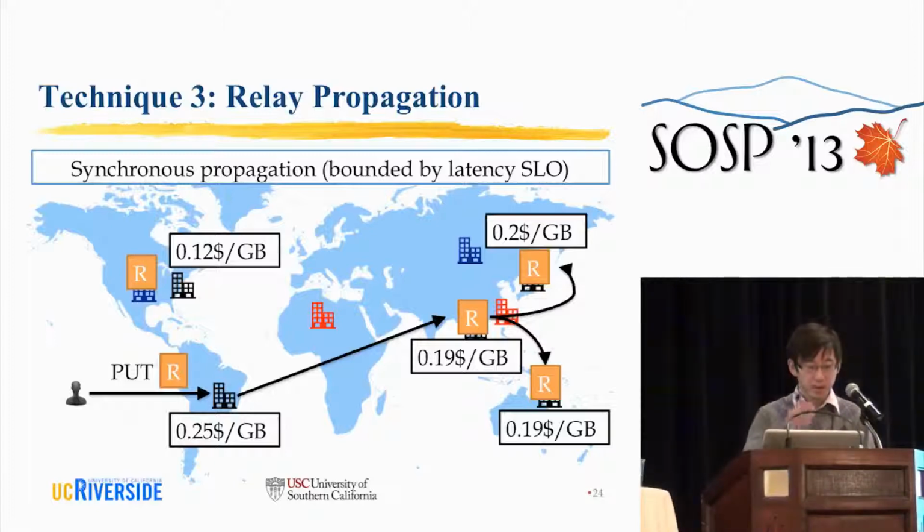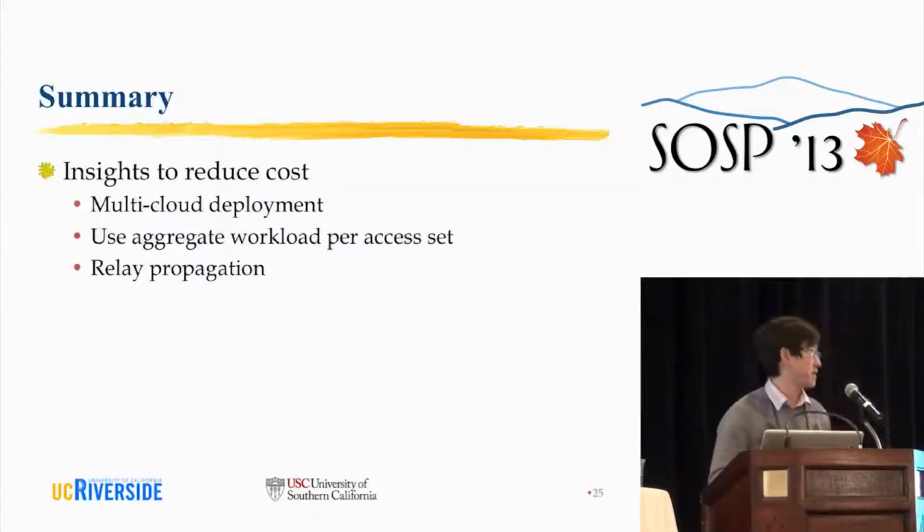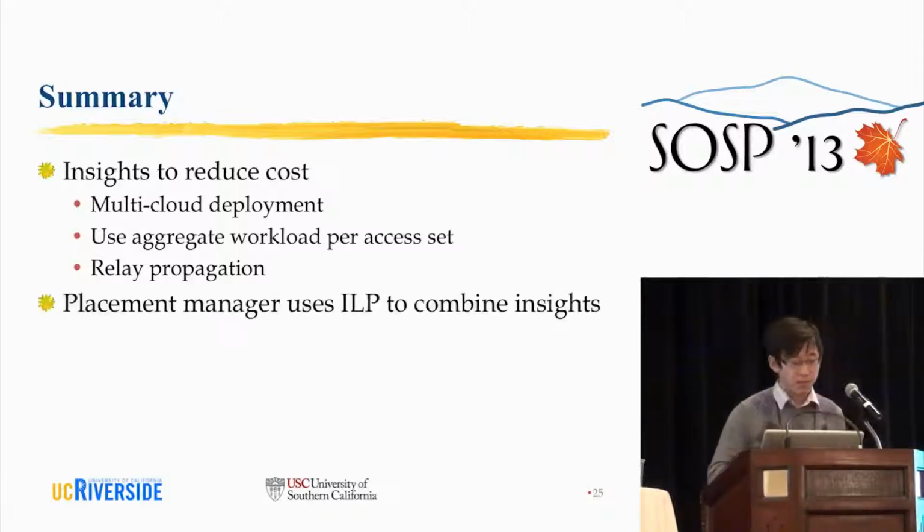To sum up, there are 3 insights we use to reduce cost. We leverage multiple cloud deployments to reduce cost and latencies, we use aggregate workload predictions to predict workloads, and we use relay propagation to reduce the propagation cost. Now the placement manager will combine all these insights into an integer linear programming problem, and by solving the problem, the placement manager can get the cost-optimal replication policy.